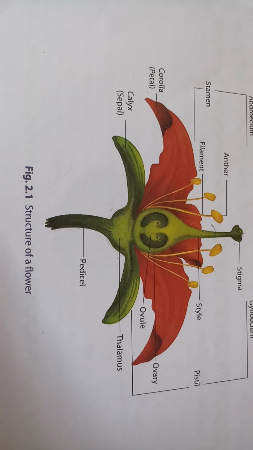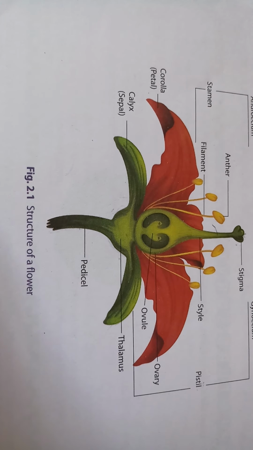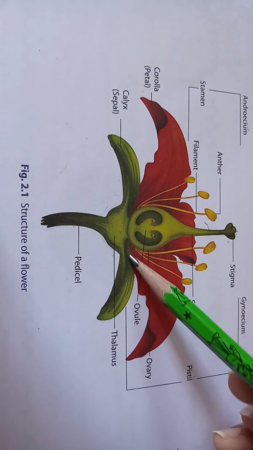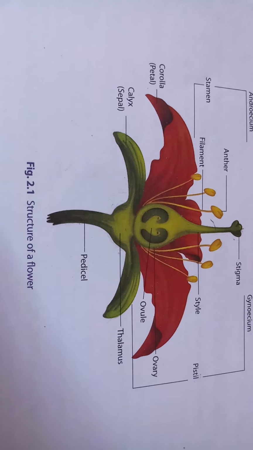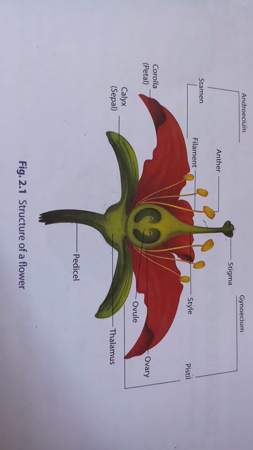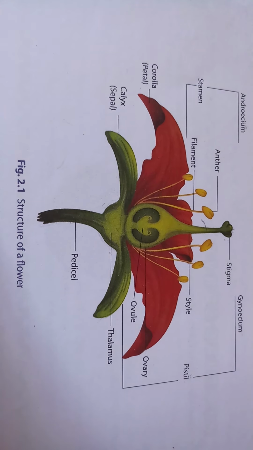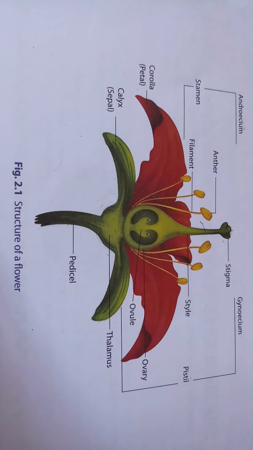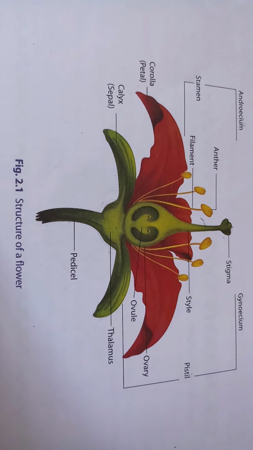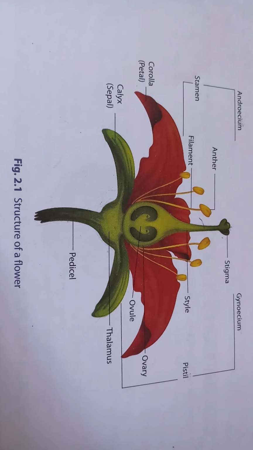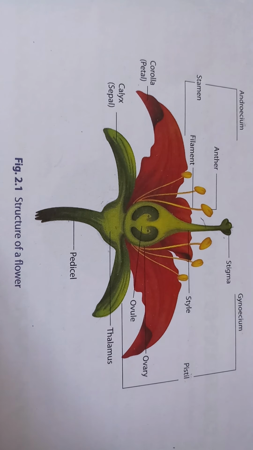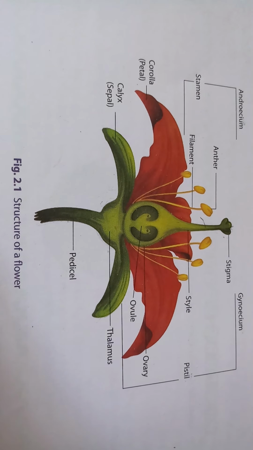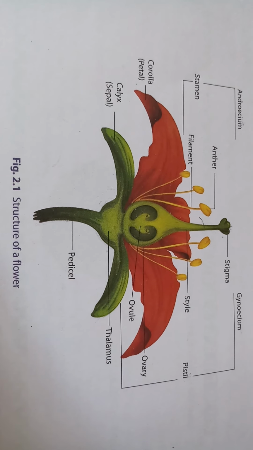Now we know that a typical flower is basically made up of four different whorls, where the first whorl is the sepals. All the sepals together are known as calyx. The sepals are usually green in color and they are leaf-like, whereas in some plants the sepals may be colored. So the function of the calyx is it encloses the bud. When the flower is in the bud state, the calyx is going to give protection to the bud.